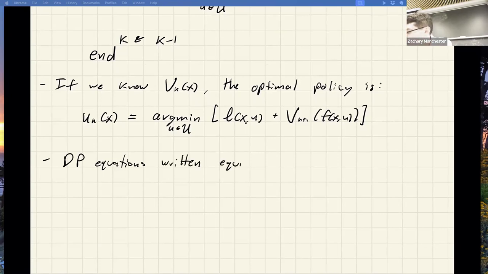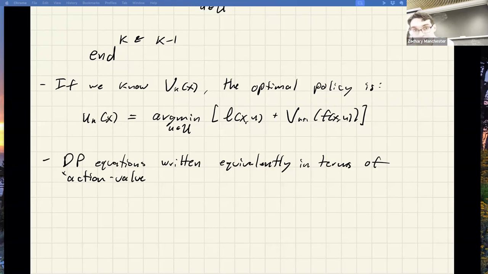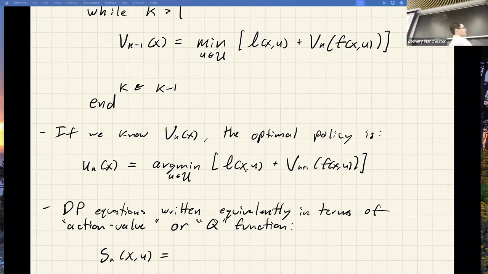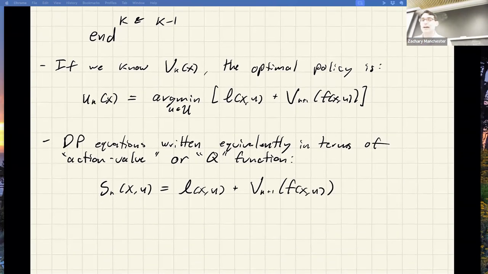in terms of this other function called the action value function, or somewhat annoyingly, the Q function. We're not going to call it the Q function because we're already using Q for LQR for the cost weights, and it's just annoying to overload notation. So we're going to call it S, just picking the next letter that's not overloaded. We'll call it the S function, S of X and U. Literally what it is is the whole term inside that argument. So it's the stage cost plus the cost to go with the dynamics plugged in, L plus V at k plus one with the F plugged in. So that's called the action value function.